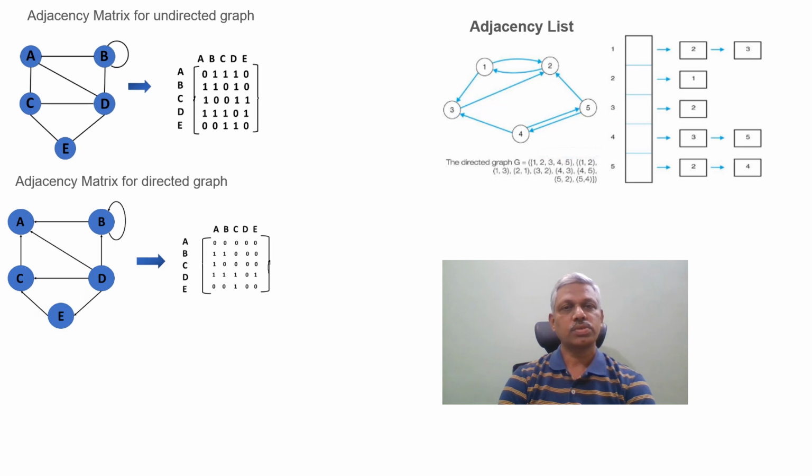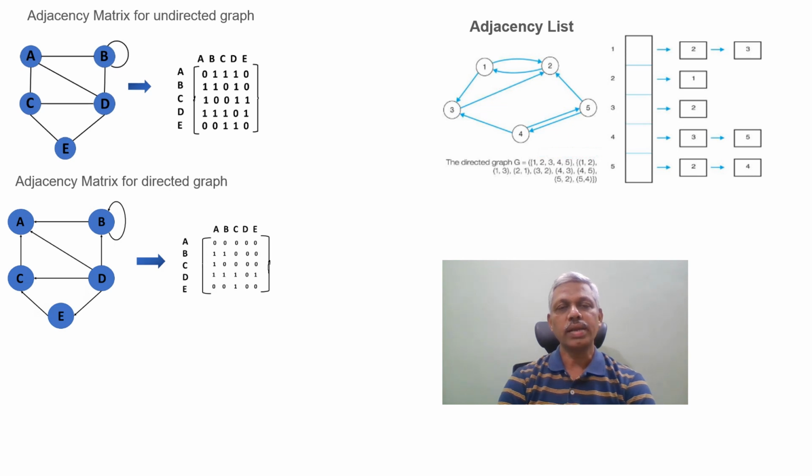Adjacency matrix means we'll consider a matrix with rows as vertices, and again columns are also vertices. Whenever there is an edge between a pair of vertices, we'll place 1 there. If there is no edge between a pair of vertices, we put 0. Such a matrix is called adjacency matrix.